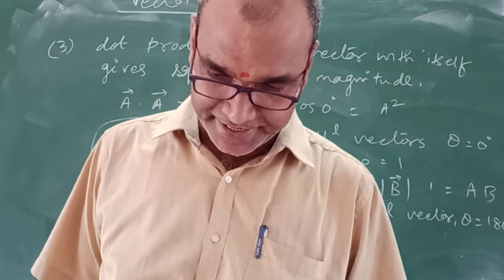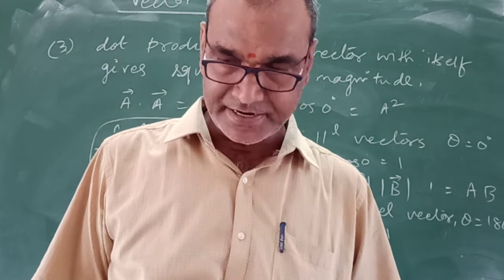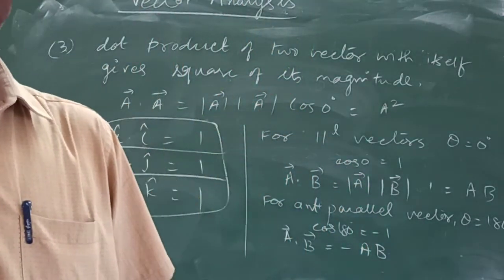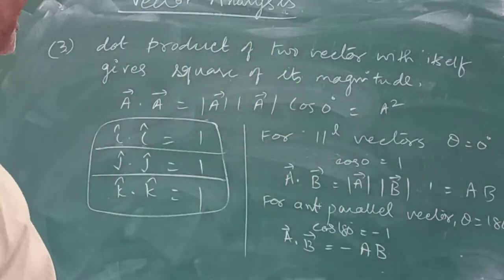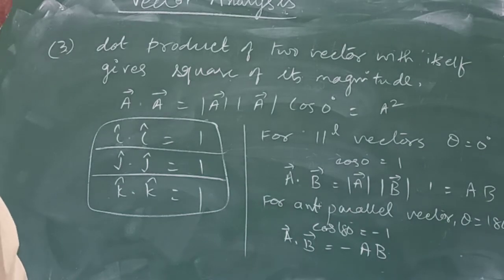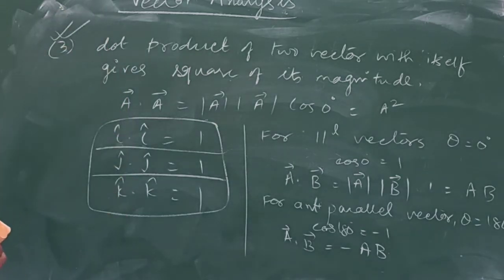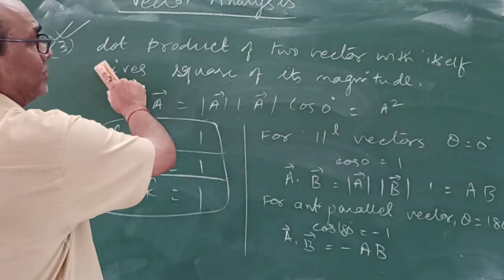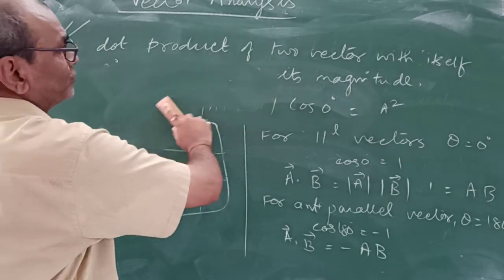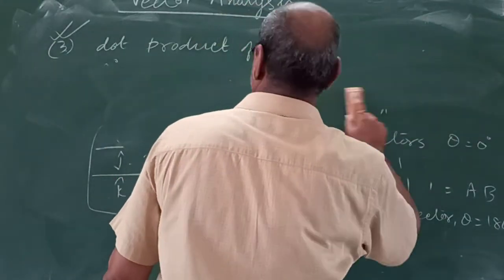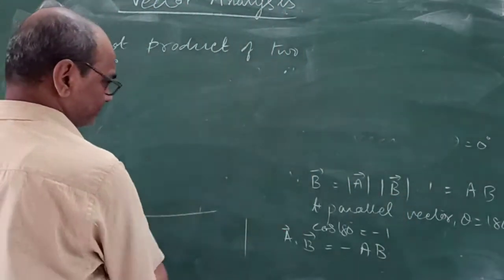Now, the dot product of two mutually perpendicular vectors is equal to 0. Fourth one is also very, very important. Third is very, very important. Fourth, the dot product of two mutually perpendicular vectors.